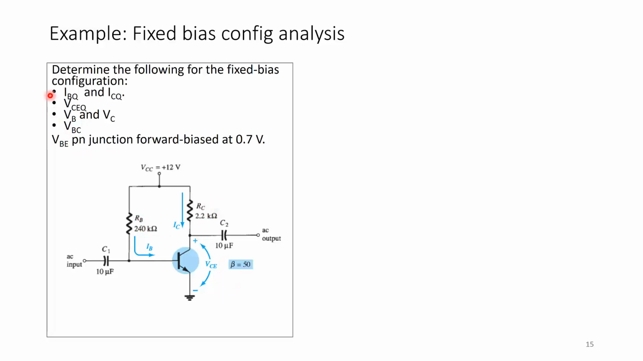Let's find out what the operating point IBQ and ICQ are. This value of IB and IC is determined by this DC biasing circuit at its operating point, the Q point. That's why there is a Q here. And let's find out what VCEQ is, and what VB is, the voltage at the base terminal, and the voltage at the collector terminal. And let's find out what VBC is, because we said we wanted the emitter base to be forward biased and the collector base to be reverse biased. But again, we don't design by looking at VBC, we design by looking at VCE. And VBE is the PN junction forward bias at 0.7 volts that is given.